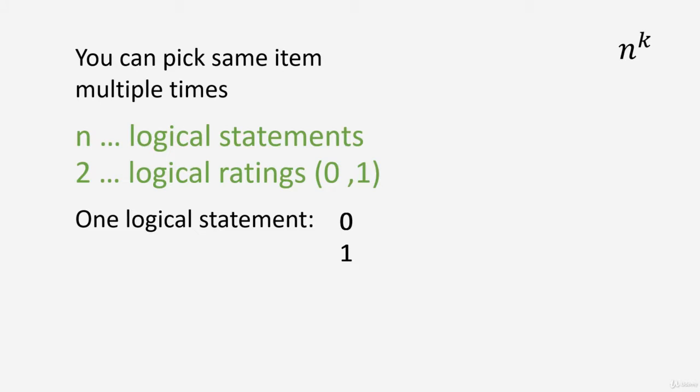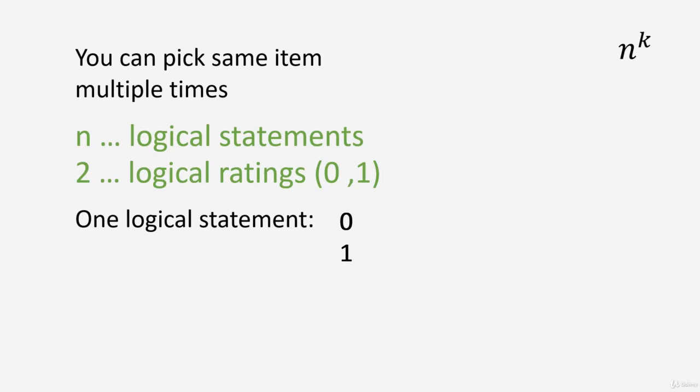But when we have another statement, we multiply by 2. Why? Well, as mentioned before, it could be true or false. So we kind of grab all the possibilities before and we add 0 to the end and then we add 1 to the end. This might sound confusing, so let me show you an example.